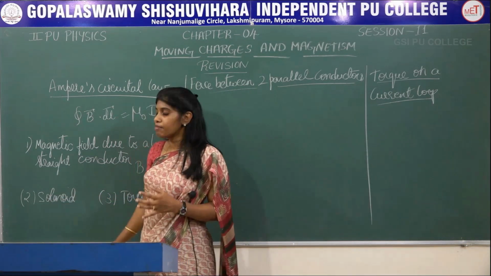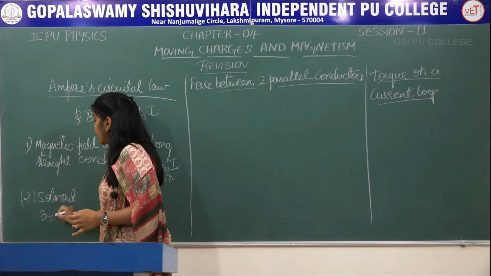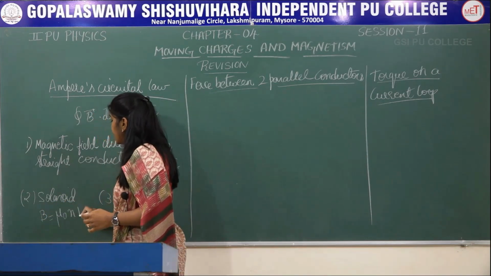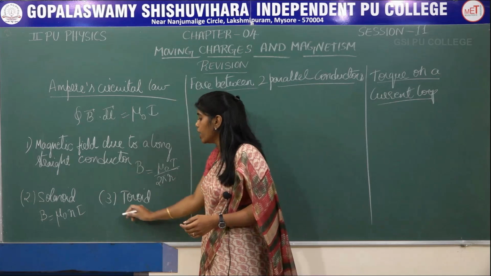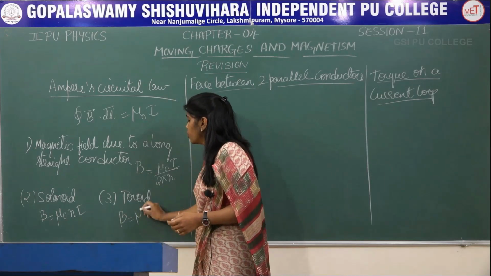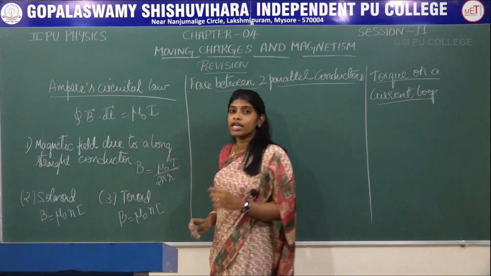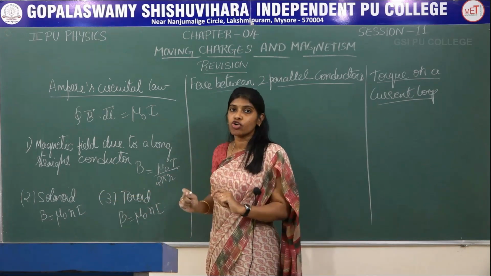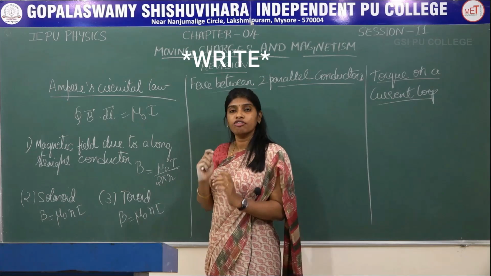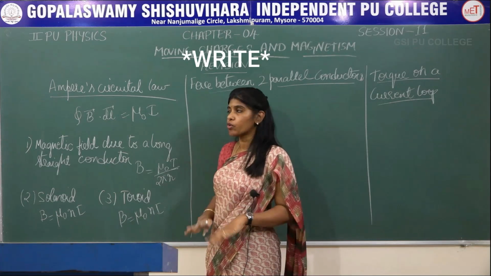And due to a solenoid, the magnetic field was derived to be equal to mu naught n I, and also for a toroid, the magnetic field was equal to mu naught n I. In case of solenoid and toroid, they'll ask what is a solenoid, what is a toroid, and they'll ask you to find the formulas for solenoid and toroid.